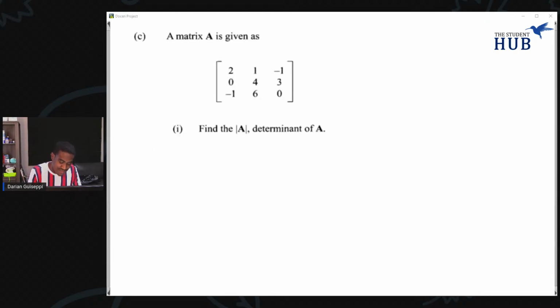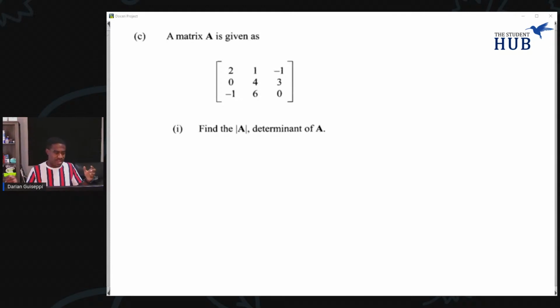What does the next question have in store for us? So everybody's seeing this question, I'm making sure everybody's seeing it correctly. We have a matrix, so we're going into matrices land. We have a matrix A given as this matrix here with all the nice looking elements in the matrix. They're asking us to find the modulus of A, which is the same as saying the determinant of A.